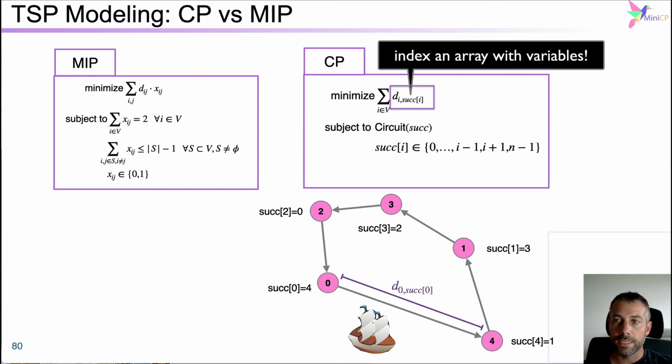And you can also index arrays with variables. That's called the element constraint, and we will come back to that later. So it's a very rich modeling language that we have in CP to model.